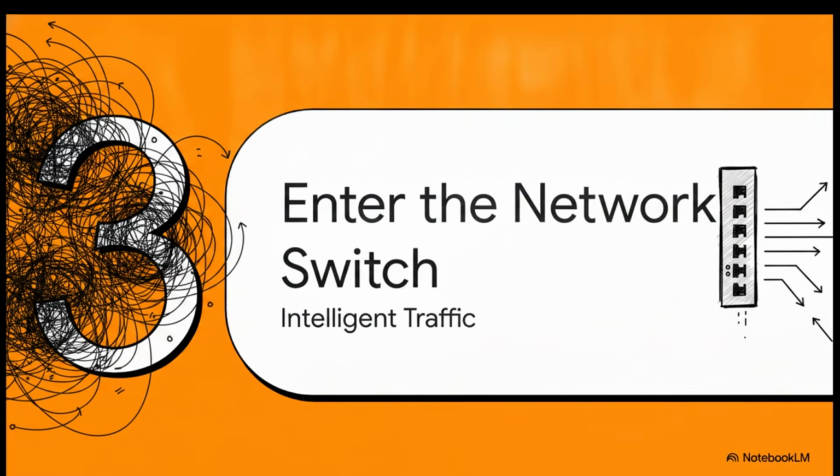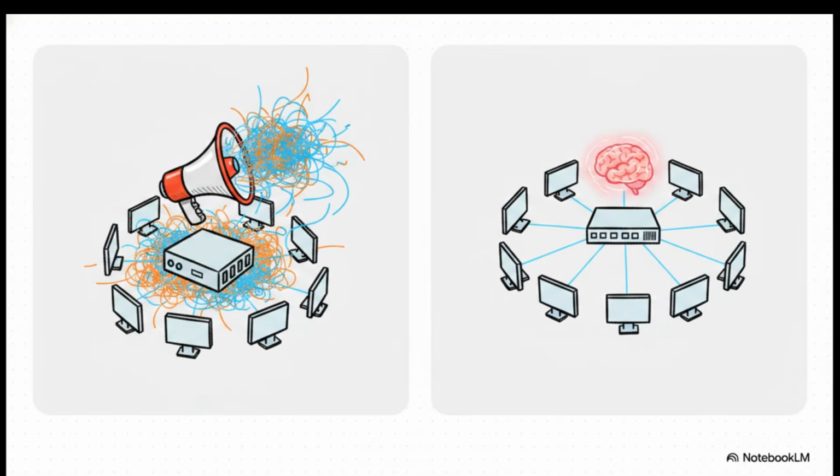Enter the network switch. By the mid-90s, networks were basically choking on their own traffic. And that is when the ultimate intelligent traffic director arrived. Going from hubs to switches was a massive, game-changing leap. See, a hub is a Layer 1 device on the OSI model. It only deals with raw electricity. But a switch? That's a Layer 2 device.